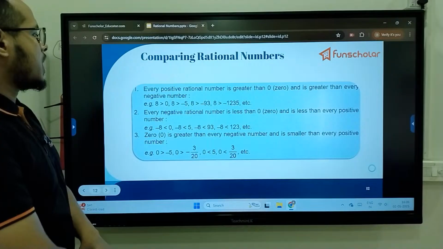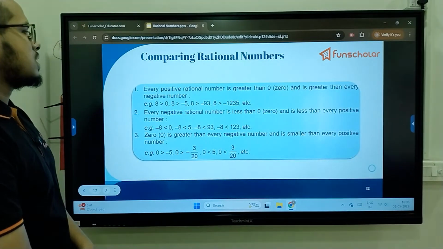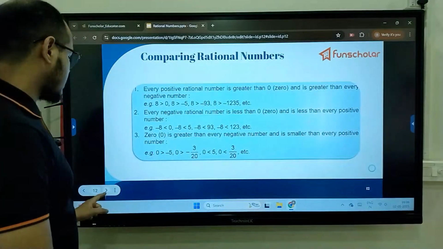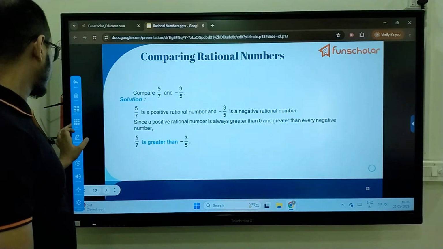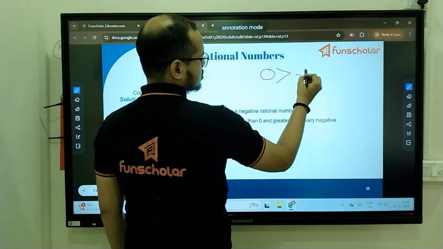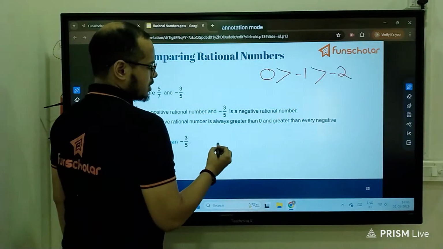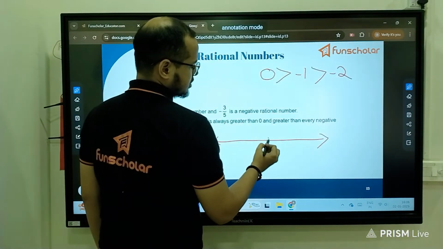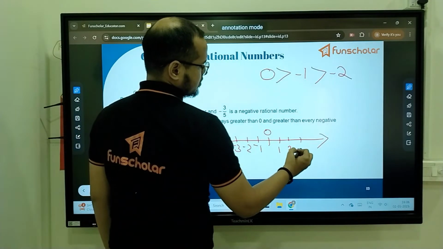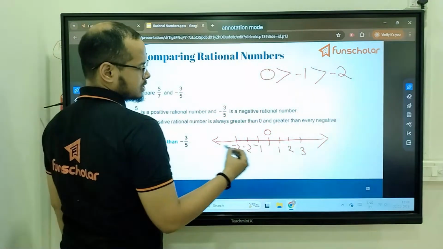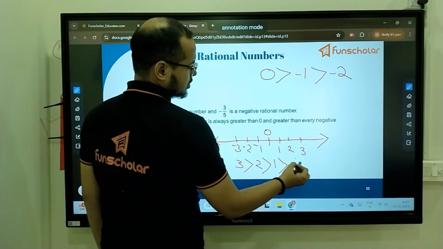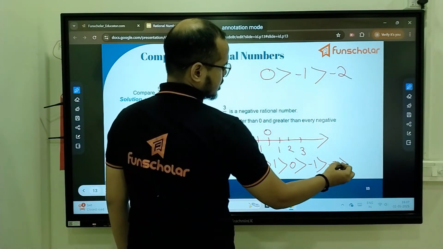Every positive rational number is greater than 0 and greater than every negative number. Let me give you one or two examples. If I have the number 0, it is going to be greater than minus 1, which is greater than minus 2. In the number line of integers, 0 is the midpoint, here it is -1, -2, -3, and here it is +1, +2, +3. In this range, 3 is greater than 2, greater than 1, greater than 0, greater than -1, greater than -2, greater than -3.